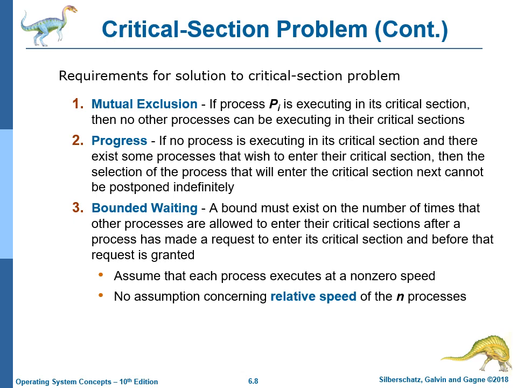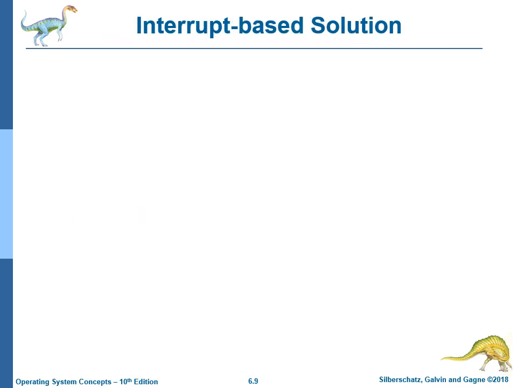Okay, kita assume each process ni dia execute at non-zero speed. However, we can make no assumption concerning the relative speed of the n processes. At a given point in time, many kernel mode processes may be active in the operating system. So as a result, the code implementing an operating system kernel is subject to several possible race conditions. So akan berlaku. Okay, so kita continue this lecture with the interrupt based solutions.